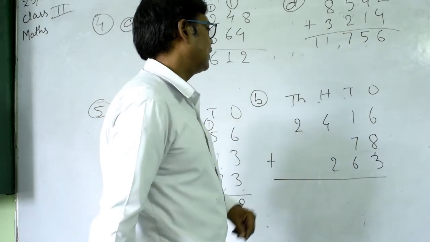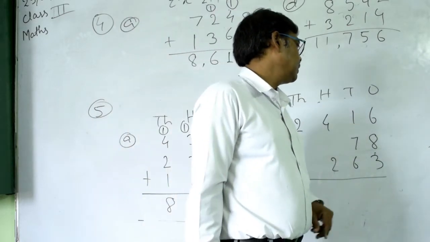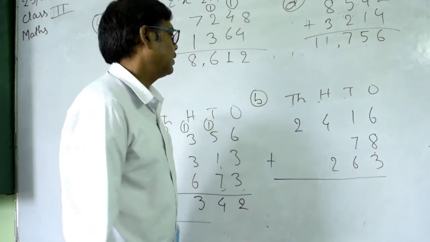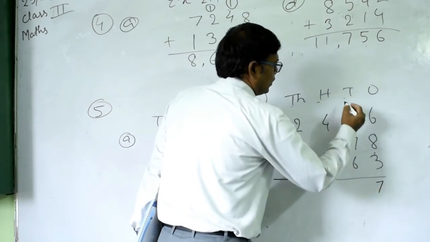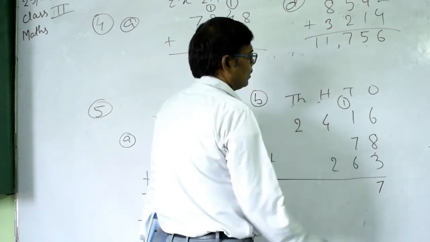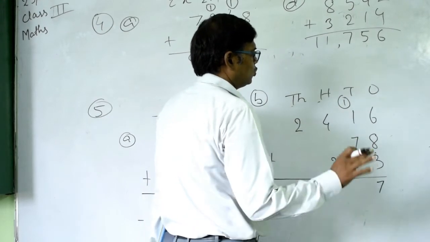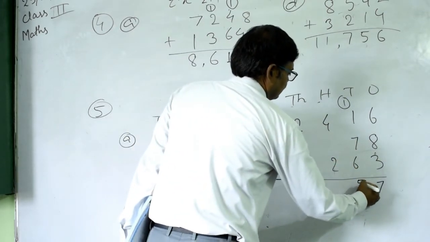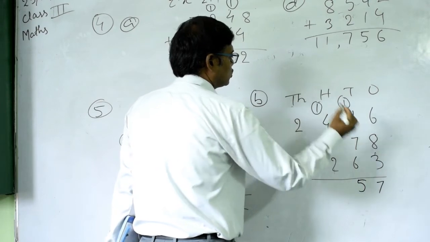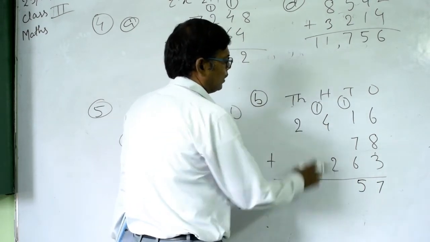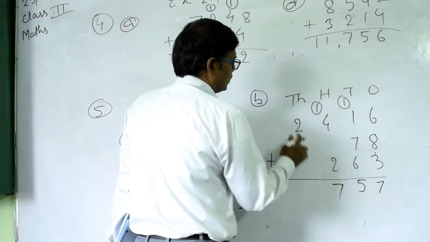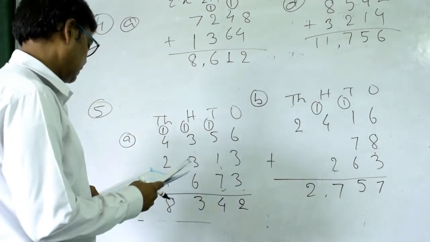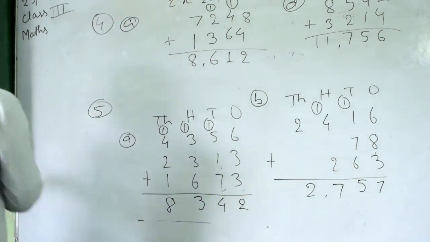So we have to add all of these. So 8 plus 6 is how much? 8 plus 6 is 14 and 14 plus 3 is 17. Then write 7 here and then 1 is carried to tens place. Now 1 plus 1 will be 2 and 2 plus 7 is 9 and 9 plus 6 will be 15. Then 5, then carry 1 to the hundreds place. So 4 plus 1 is 5 and 5 plus 2 is 7 and right here 2. So the answer is 2757.